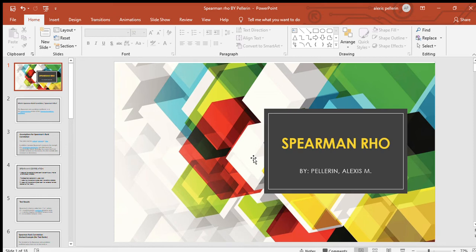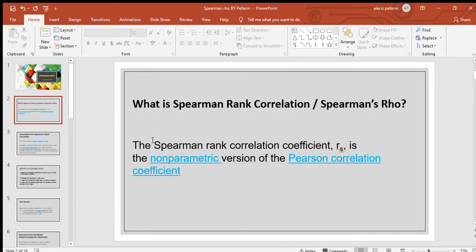So for today, let's talk about the Spearman rule. What is the Spearman rank correlation, or Spearman's rule? The Spearman rank correlation coefficient is the non-parametric version of the Pearson correlation coefficient. Non-parametric means it does not require a distribution, because in Pearson correlation coefficient, the data is assumed to be normally distributed.